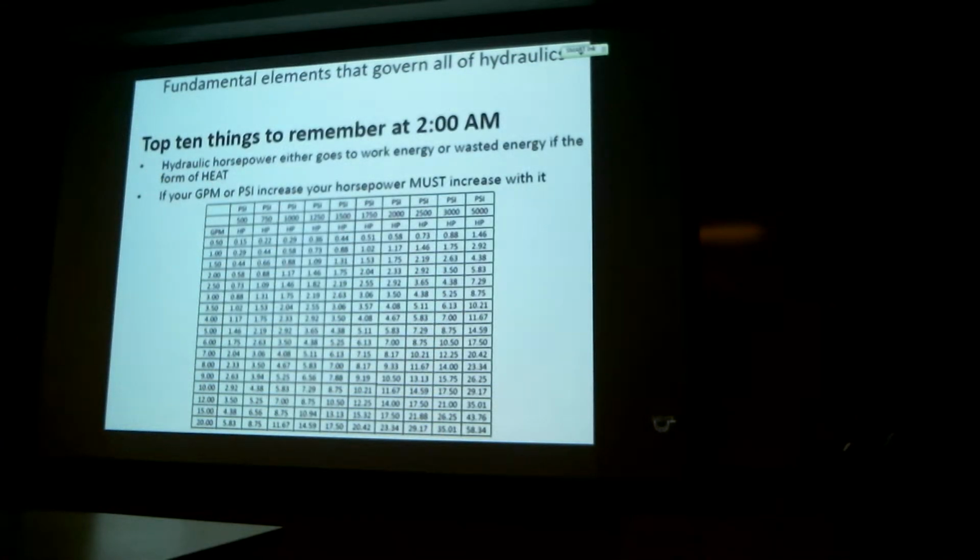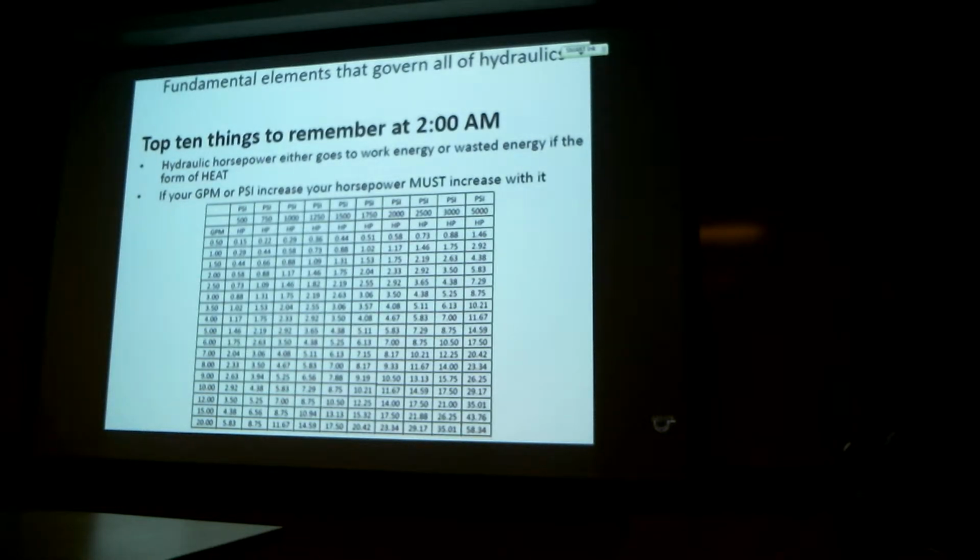Alright, what I want to use this chart for is in hydraulic systems, a lot of times people have problems with electric motors kicking out and nobody knows why. I'm going to do something to prove that to you here on this chart. Horsepower is calculated with gallons per minute times pressure divided by 1,500 psi, which is a constant. So what that means is if your gallons per minute increases or your pressure increases, your horsepower has to go up with it.